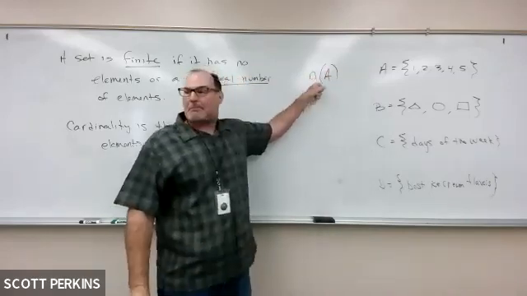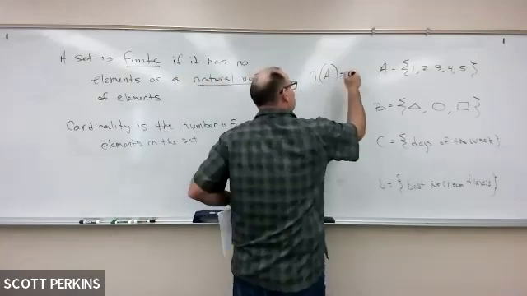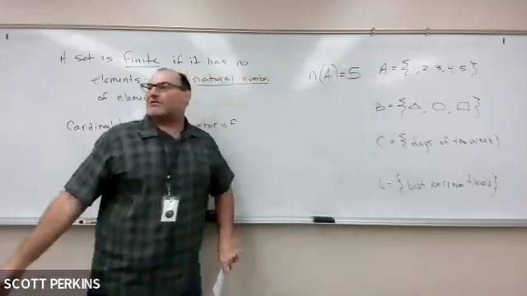So this says the number of elements, the cardinality in set A. And what are we going to write down? What's the number of elements in set A? Yeah, I just told you that. So there we go, 5.